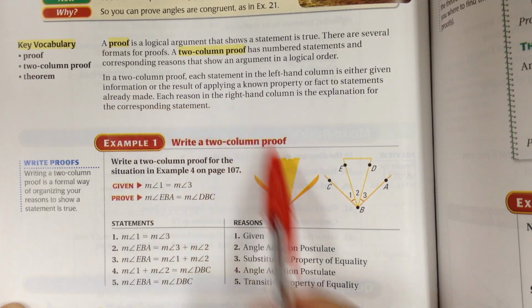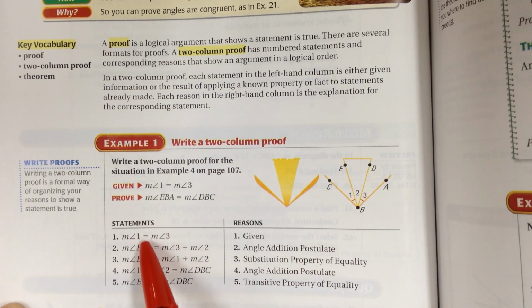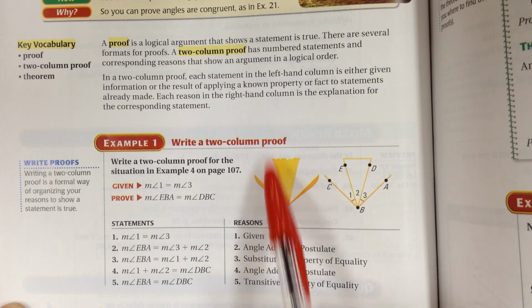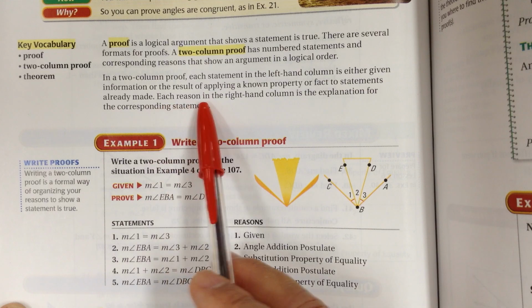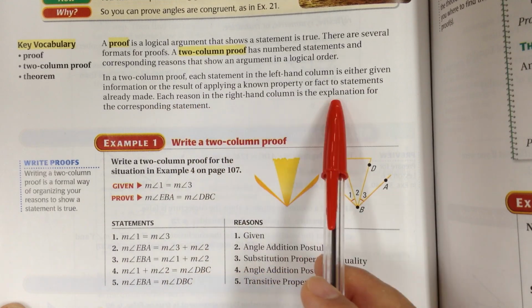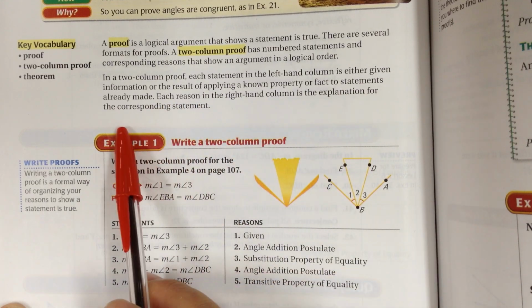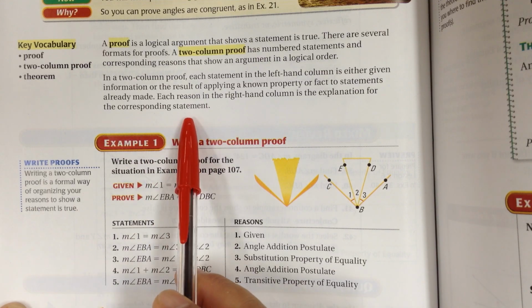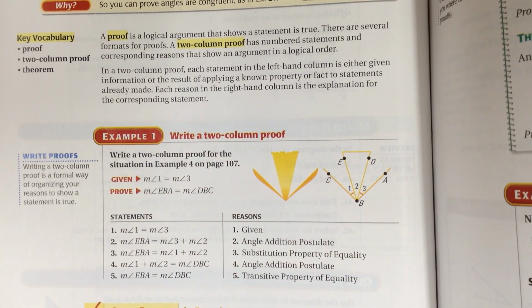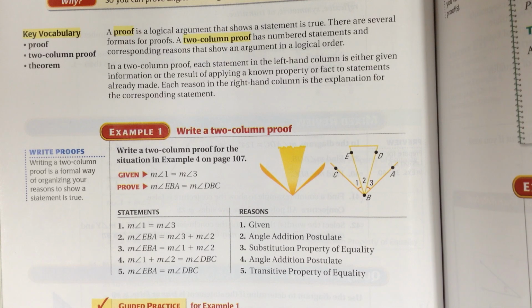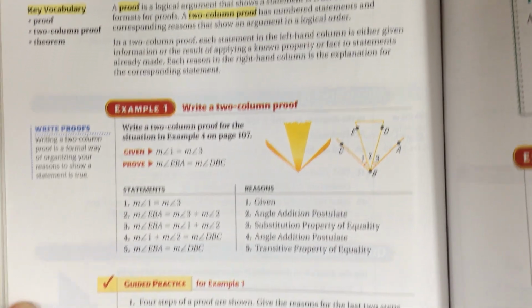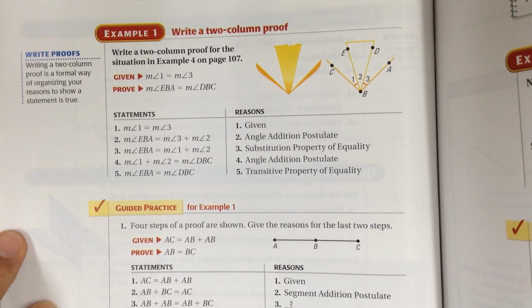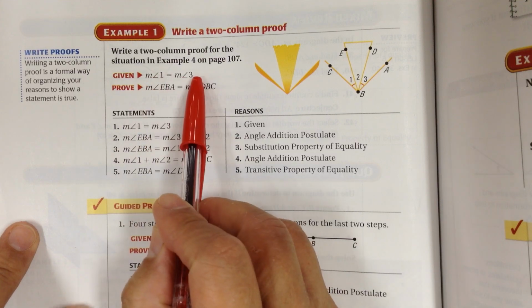Each reason in the right-hand column, so over here you give the statement and you have to give the reason. Each reason in the right-hand column is the explanation for the corresponding statement. Now, the way to do a proof is that you kind of have to know what to do. A lot of students get stuck because they don't know how to start. So when you're doing a proof, you always start with the given.